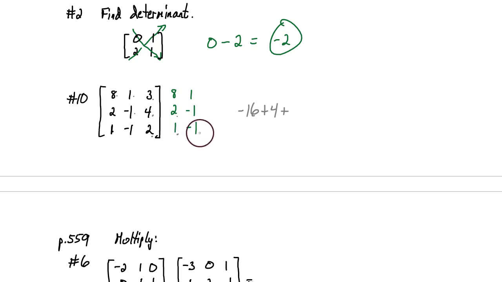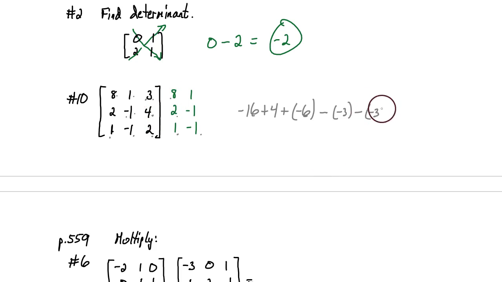3 times 2 times negative 1. And that's a negative 6. Now that's all of the diagonals that start in the upper left and go downward to the right. Now we're going to subtract our upward diagonals. The 1 times the negative 1 times the 3, which is negative 3.